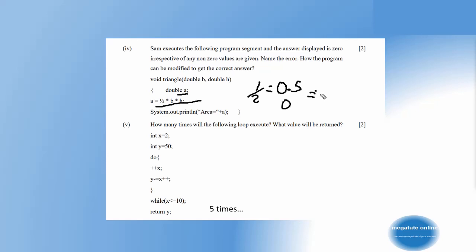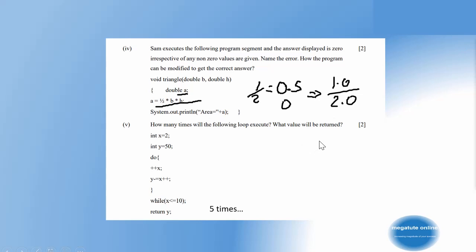Now how to solve this? You just need to put 1 or 2, both in decimal or any one of them in decimal. Then Java will understand that it is a decimal output, and it will take 0.5 and the answer will come correctly.